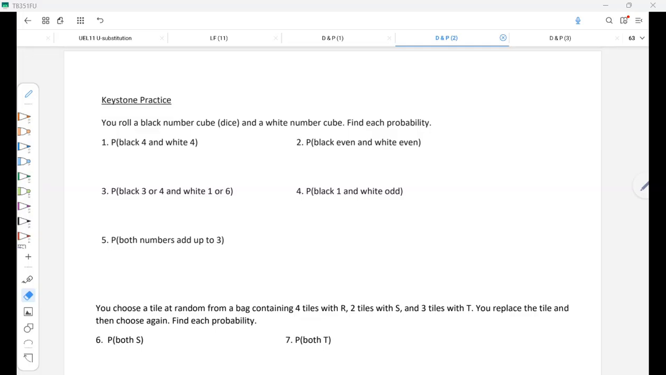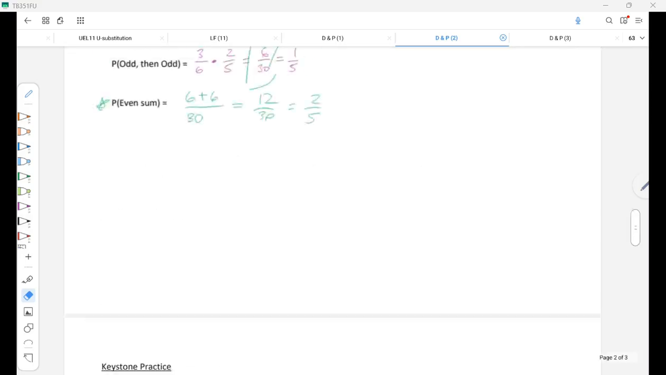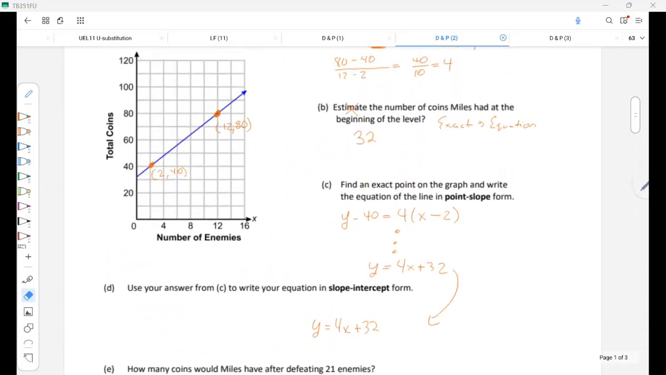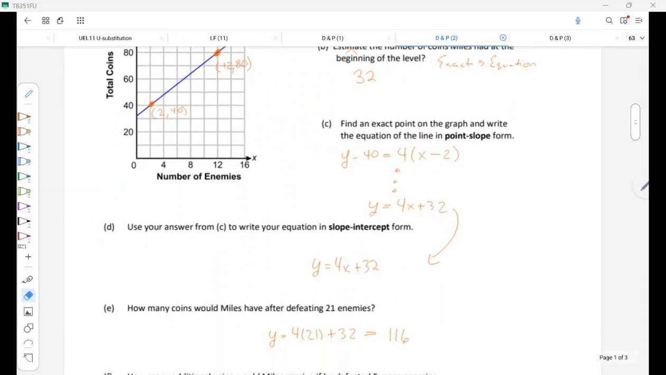Take a minute and get out the packet that we were working on yesterday. I want to make sure you guys have a couple questions right on what we were working at the end of the class before we jump into the new stuff for today. So this is data and probability 2, the one that we were working on yesterday. It's the one with the total coins collected on the front of it.